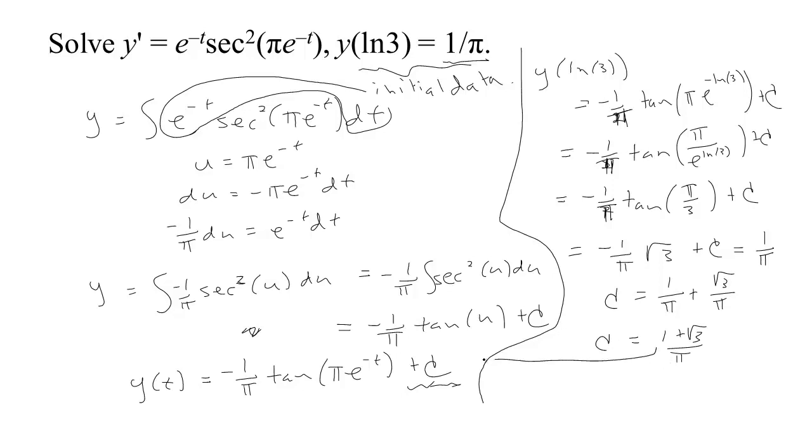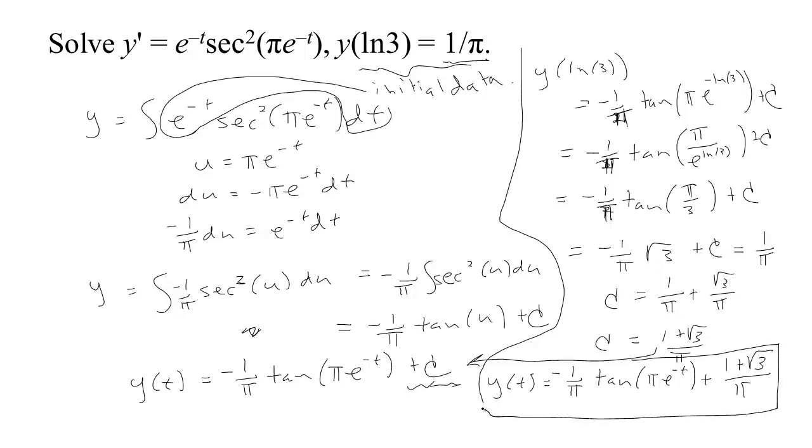With that, we can now go back to this function and find out exactly what y is. y is negative 1 over pi times the tangent of pi e to the negative t plus this constant c, and now we know that the constant c is 1 plus root 3 all over pi. So from this whole family of functions that satisfy the differential equation part, we've selected the exact member of the family that passes through this point, or that when you plug natural log of 3 in for t, you get out 1 over pi for y.